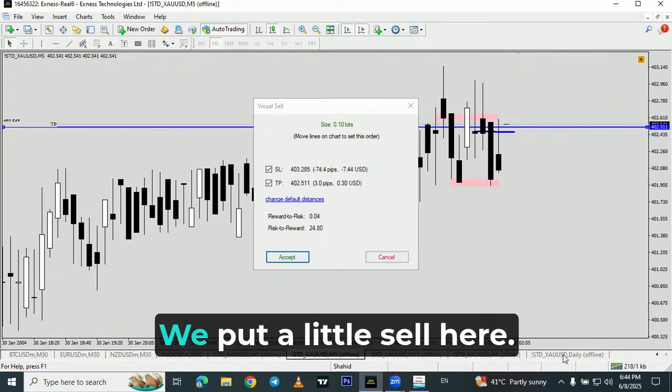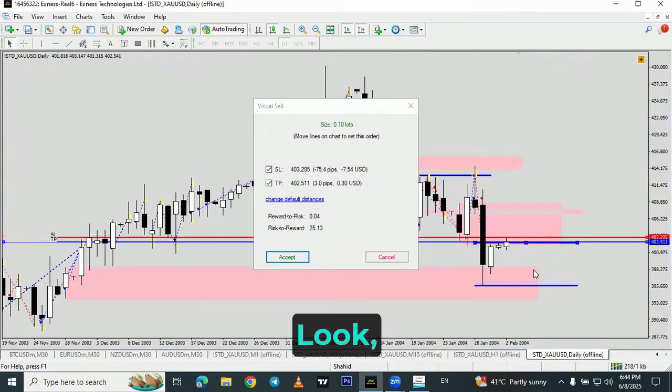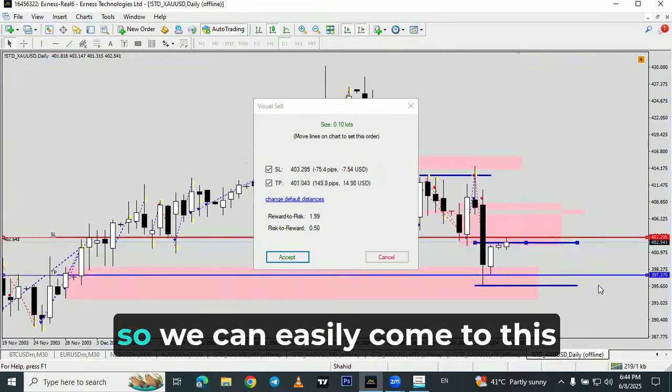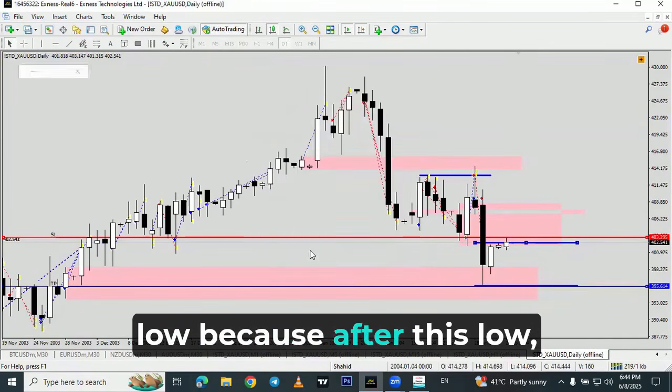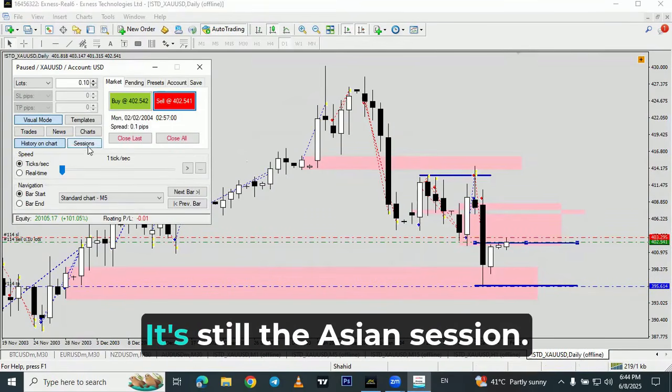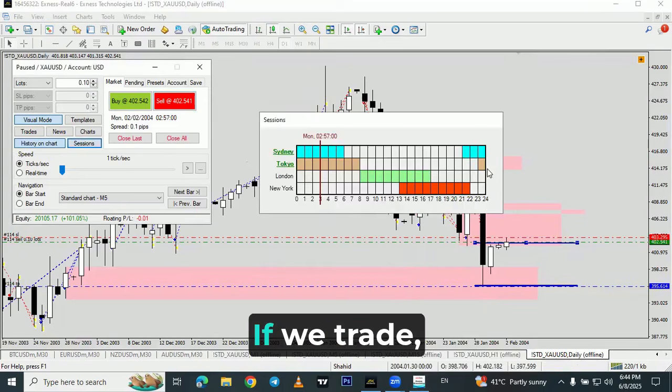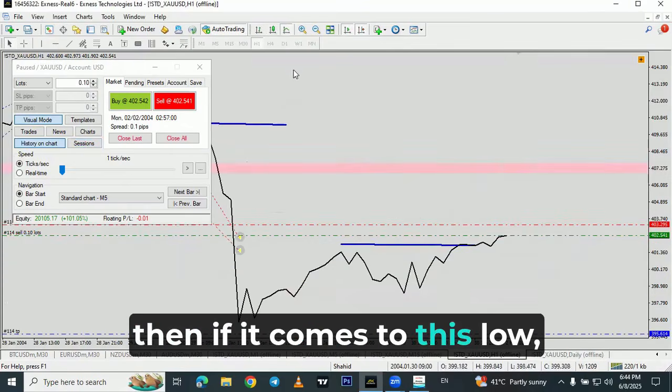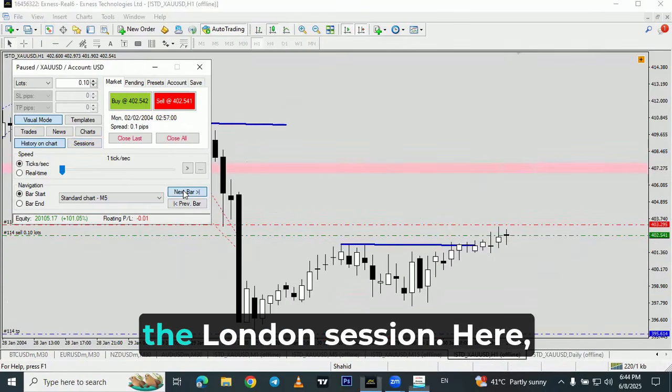We sell it here. We put a little sell here. Look, the market is dipping in the daily, so we can easily come to this low because after this low, we had to exit. It hasn't picked this low. So which session is it? It's still the Asian session. If we trade, then if it comes to this low, we will wait for New York or the London session.